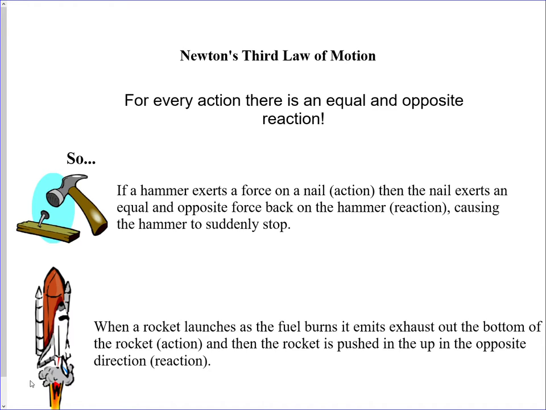So if we have a hammer and we have a nail, okay? A hammer exerts a force on a nail, and then the nail exerts a force that's equal and opposite back on the hammer, and it causes the hammer to suddenly stop. So the hammer is pushing down, right? The force that it's using is a push, and it's pushing down onto the nail. As the hammer is pushing down on that nail, the nail is also pushing back up on the hammer with a force that is equal to the hammer's.